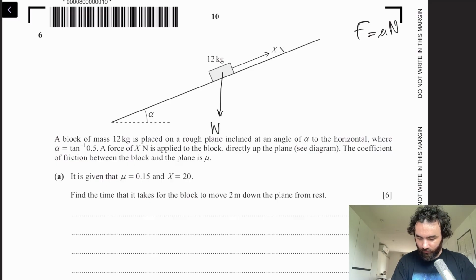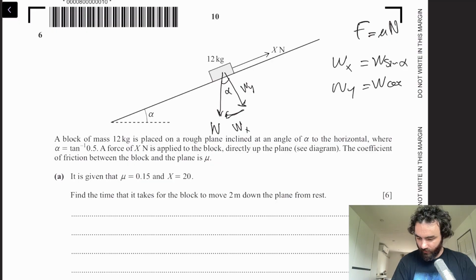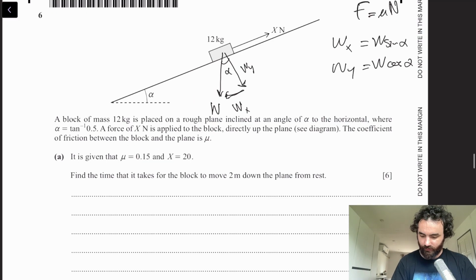So we've got the weight of the block, and then we've got this here. So this is Wx and Wy. Wy will be the normal force. This is alpha. So opposite. So sine alpha equals Wx over W. So therefore, Wx equals W sine alpha, and Wy will equal W cos alpha. I'm just doing that straight away.